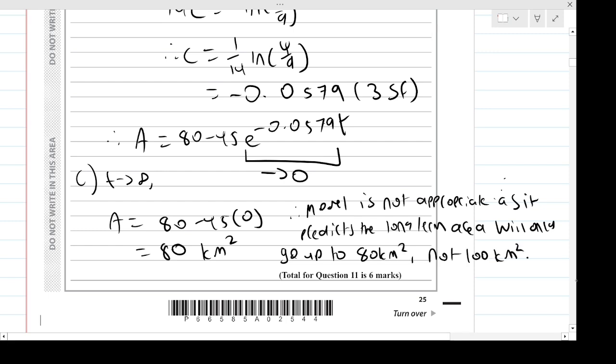So again, usually 1-2 markers, as you can see here. Any exponential, if you're talking about going to infinity, you're pretty much going to need to set the exponential to 0, okay? Because as you can see with the exponential graph, it will go to 0 in the long term.